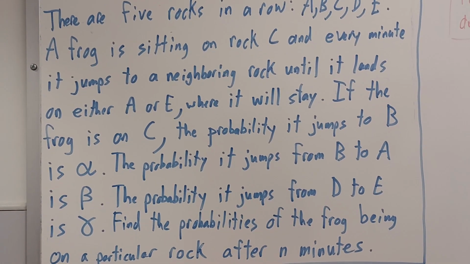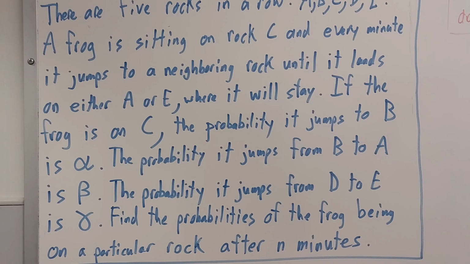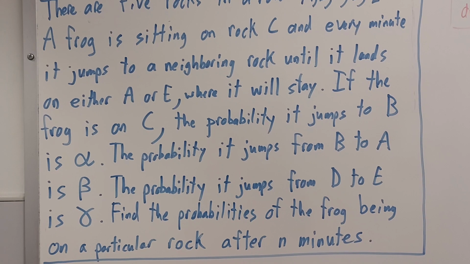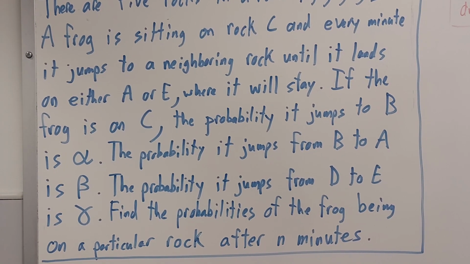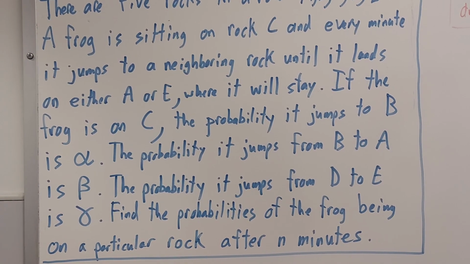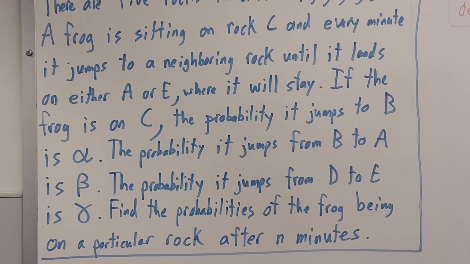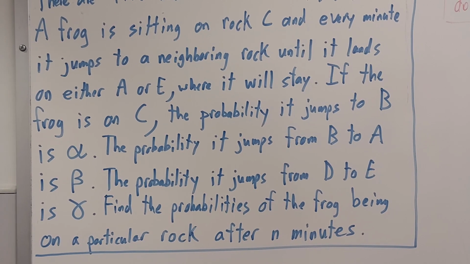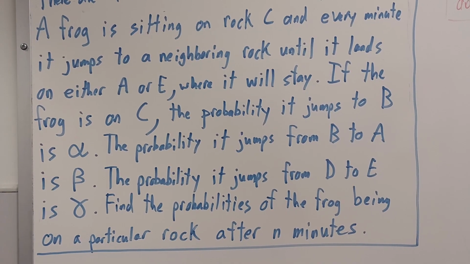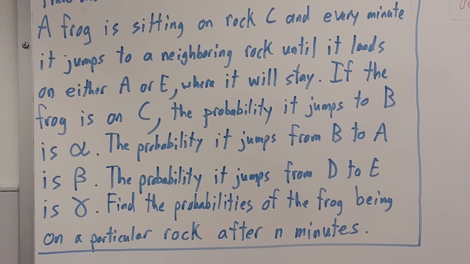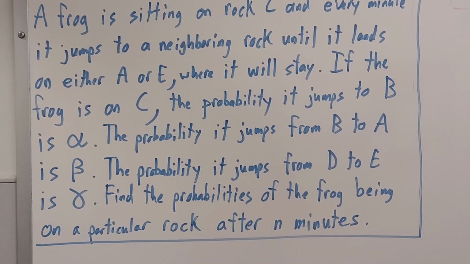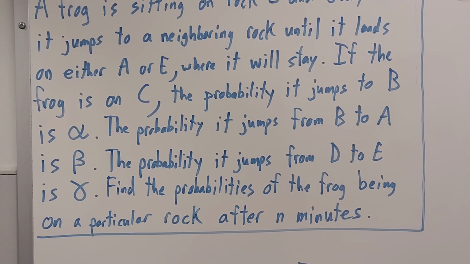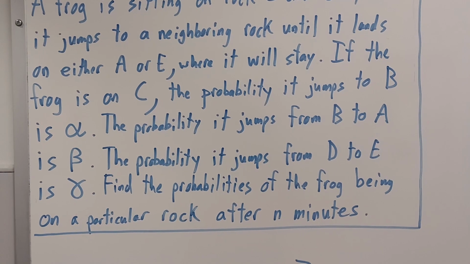If the frog is on rock C, then the probability that at the end of that minute it jumps to B is given by this value alpha, which means the probability that it jumps from C to D would be 1 minus alpha. If the frog is on rock B, then the chance that it jumps to A will be beta, and the chance that it jumps back to C will be 1 minus beta. If it's on the rock D, the chance that it jumps to E will be gamma, the chance that it jumps back to C will be 1 minus gamma.